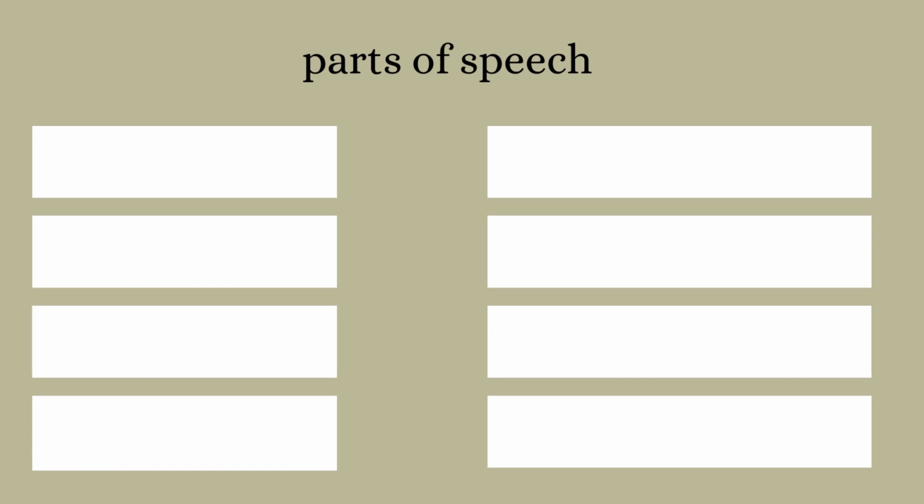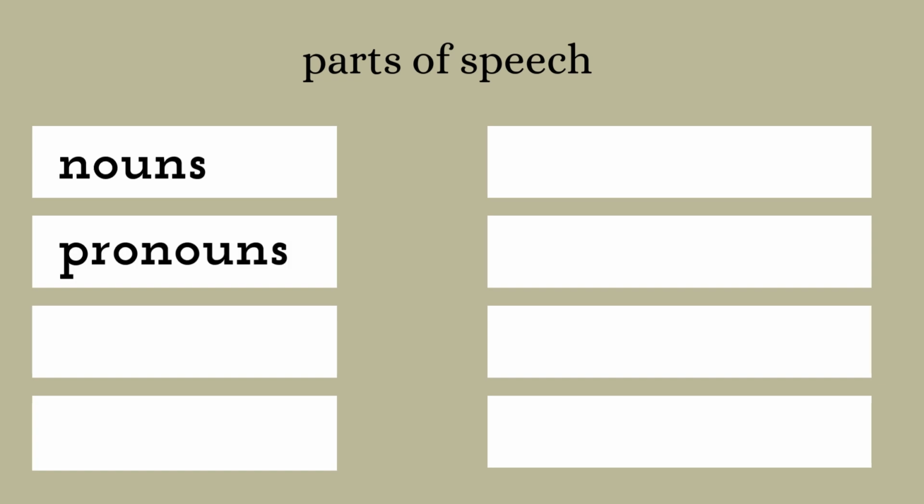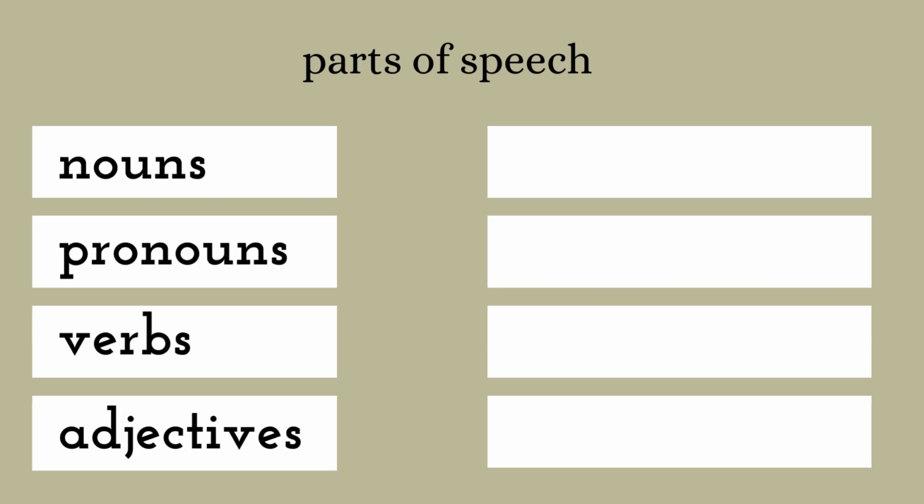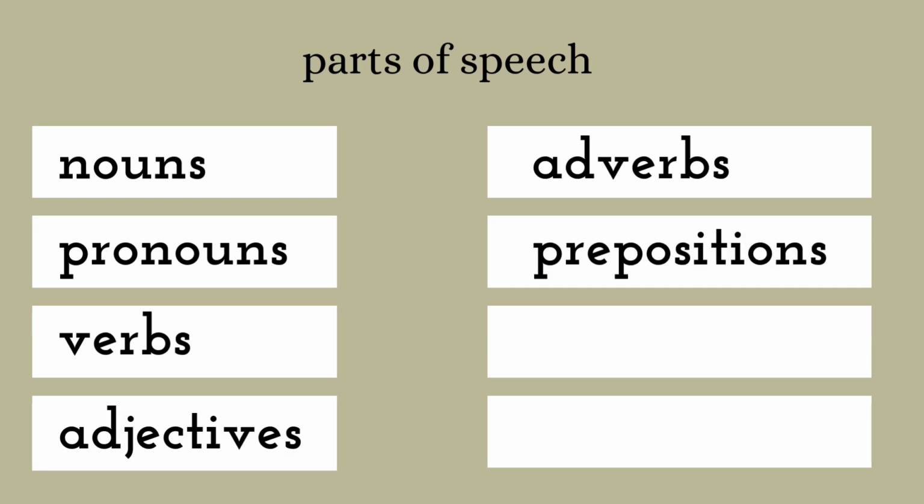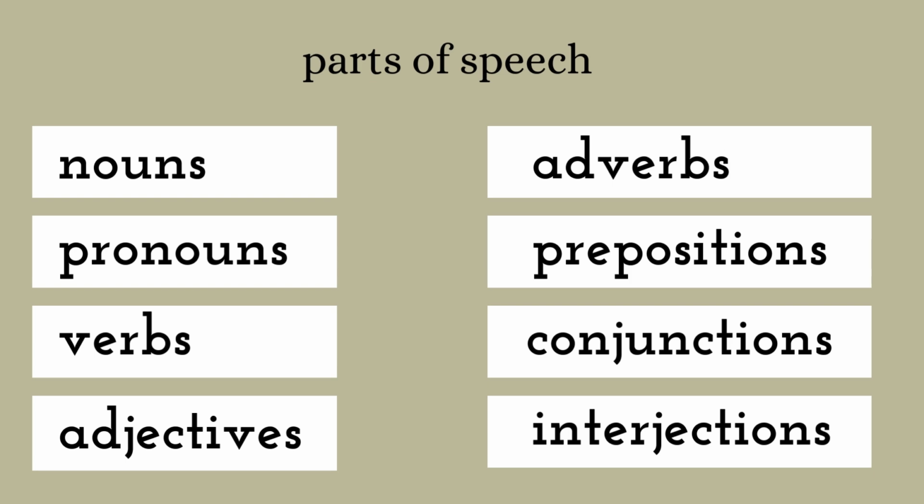So remember the 8 parts of speech: nouns, pronouns, verbs, adjectives, adverbs, prepositions, conjunctions, and interjections. Each plays a vital role in how we communicate. Together, they make our language dynamic, colorful, and precise.